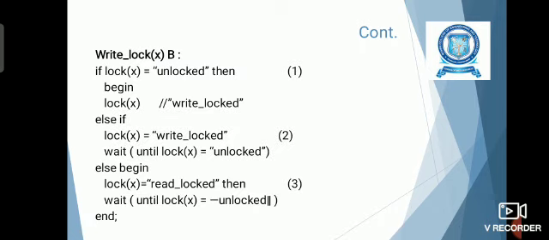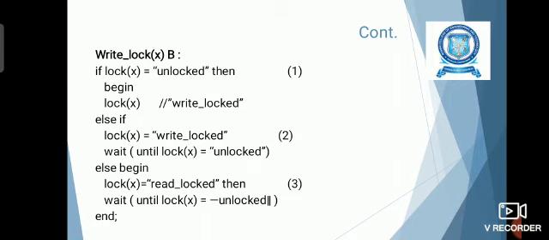Then for the write operation, to put the write lock. So for what will a transaction put a write lock? To perform the write operation on the data item X. So to put the write lock, a transaction first will check the status of X. That is, if lock of X equal to unlocked, then no problem. A transaction can first put the lock. That is, it will execute the lock of X. It is putting write lock on the data item X.